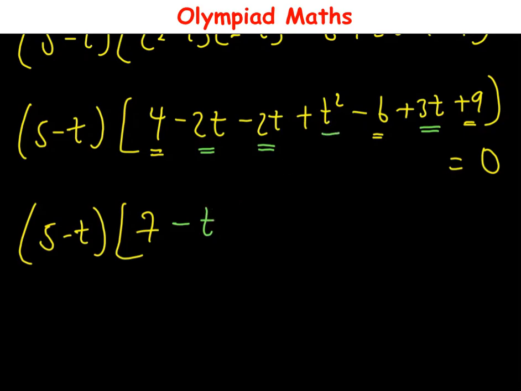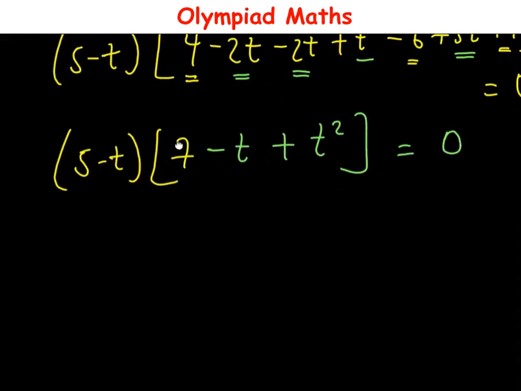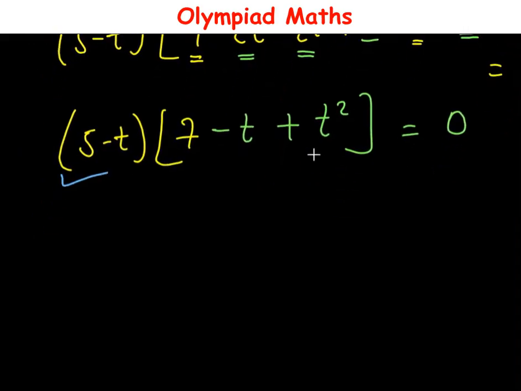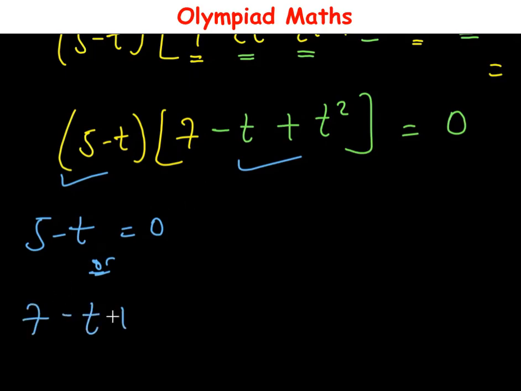Then we have plus t squared is equal to 0. So from here, what we can do is to equate this to 0 or equate this to 0. So 5 minus t is equal to 0, or 7 minus t plus t squared is equal to 0.